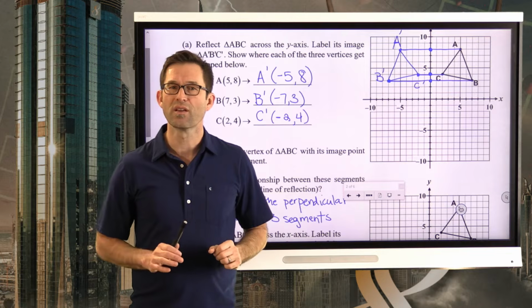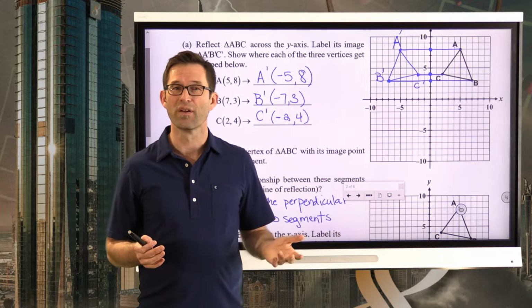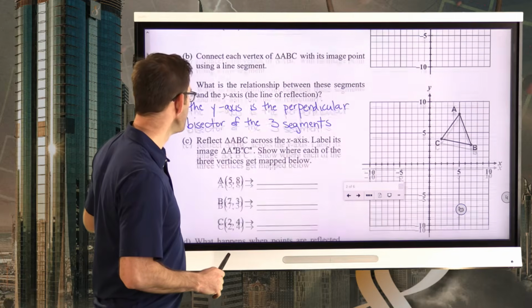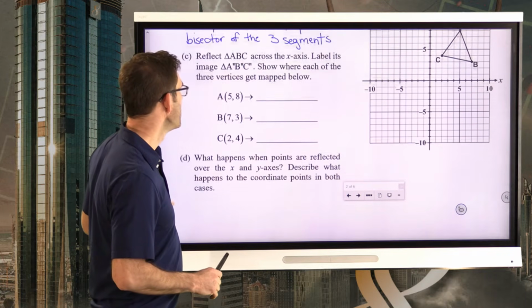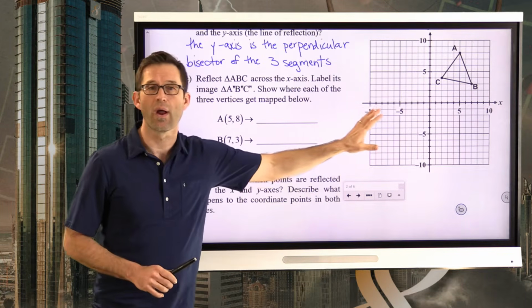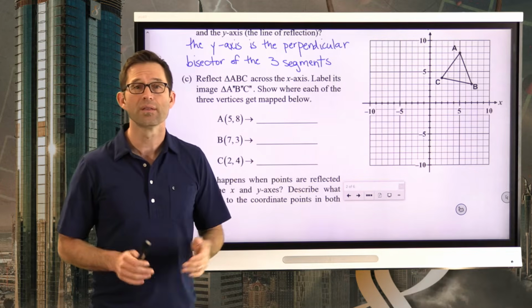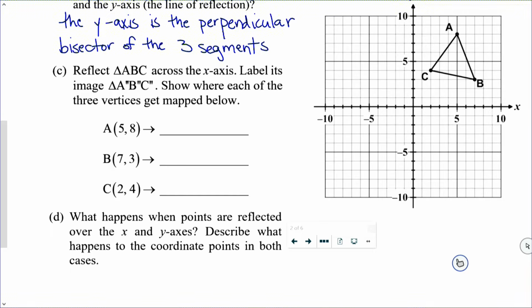Now, let's take a look at another reflection, but maybe reflect across the x-axis instead of the y. Take a look at that in letter C. Here, I've reproduced the graph, so you've only got the one sheet, but I wanted to have a clean sheet. Reflect triangle ABC across the x-axis. Label its image triangle A double prime, B double prime, C double prime. Show where each of the three vertices gets mapped below.